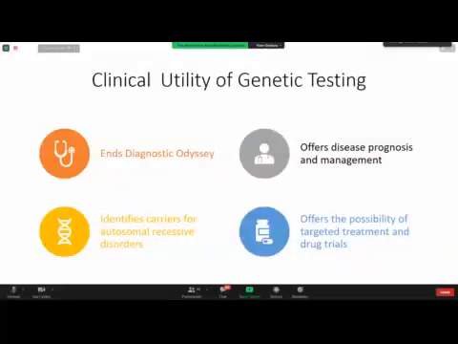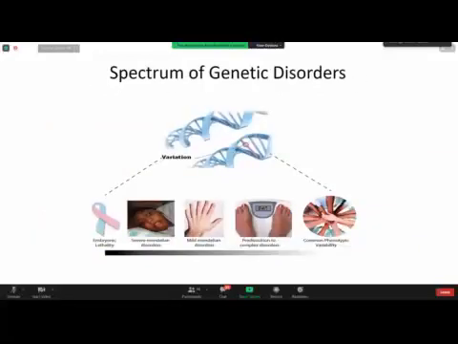For autosomal recessive disorders, we can identify the risk, and based on that, for example, now we have the thalassemia prevention program in Pakistan, and the whole idea is to protect our population from thalassemia. And of course, to some extent, it also offers the possibility of targeted treatment or drug trials later. We are going to talk about all these points.